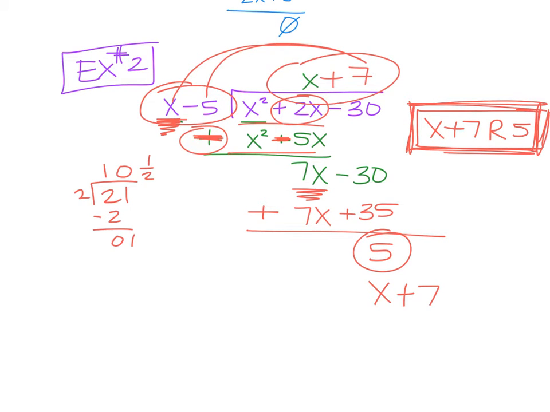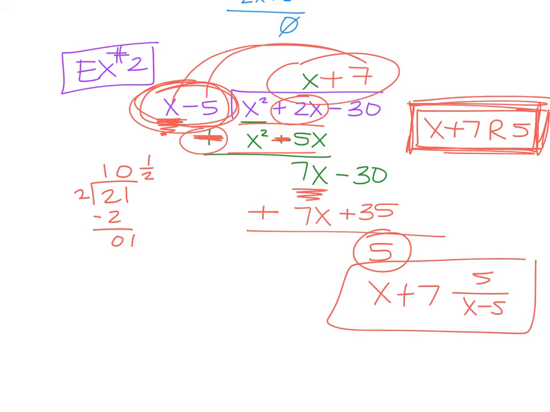X plus 7. And then your remainder is 5 over x minus 5. So you can write it like this, or you can write it like this. I don't care.